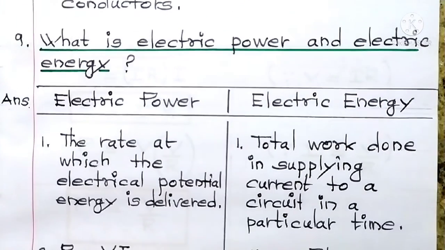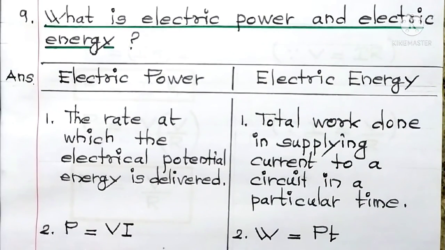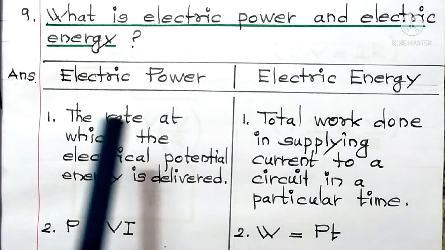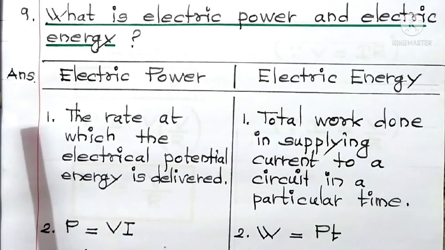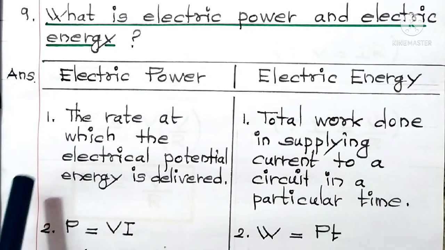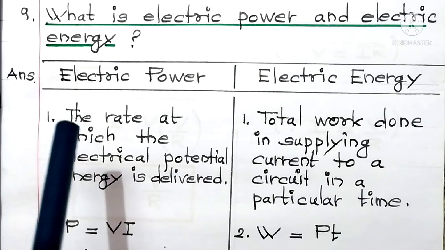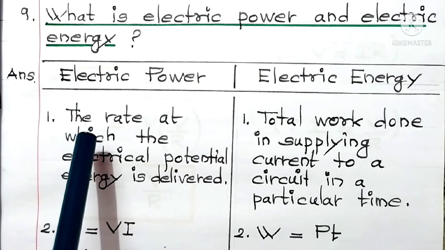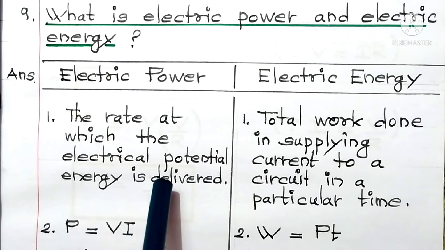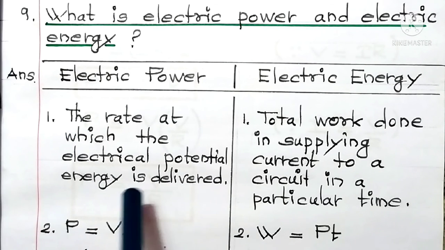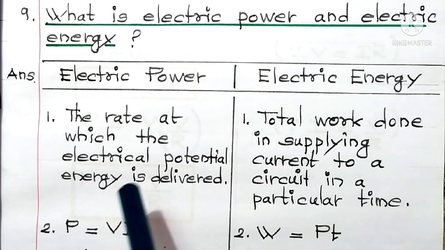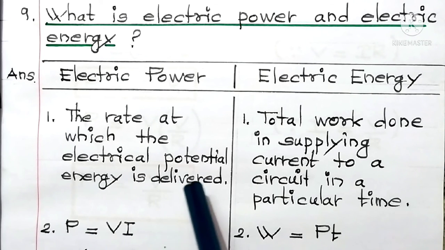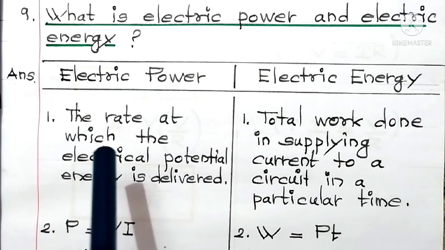Next question. Question number 9. What is electric power and electric energy? Answer. Electric power. The first point is the definition for electric power. The rate at which the electric potential energy is delivered, in other words, the rate at which the electrical energy is delivered. It means at what speed the electrical energy is delivered. That is known as electric power.